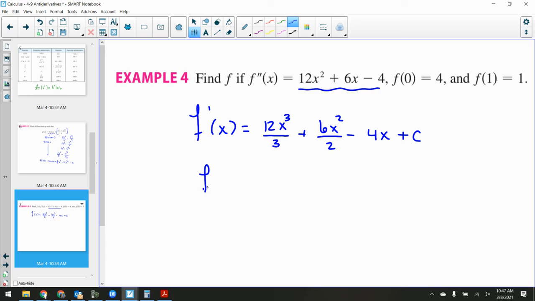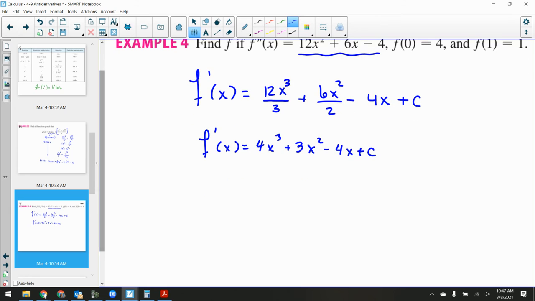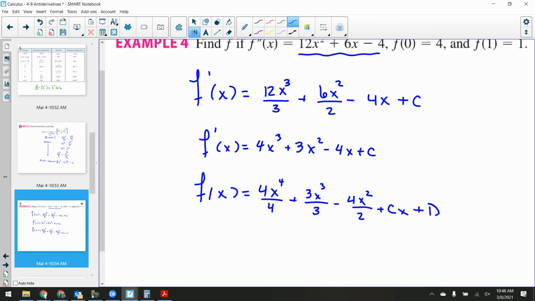All right, so let's reduce that a little bit. F prime of x is 4x to the third plus 3x squared minus 4x plus c. And now we find f. F is going to be 4x to the fourth divided by 4 plus 3x to the third divided by 3 minus 4x squared divided by 2 plus cx plus a different constant, d. If we keep adding different constants, we just change the letter. C, D, E, F, whatever, depending on how many derivatives we have.